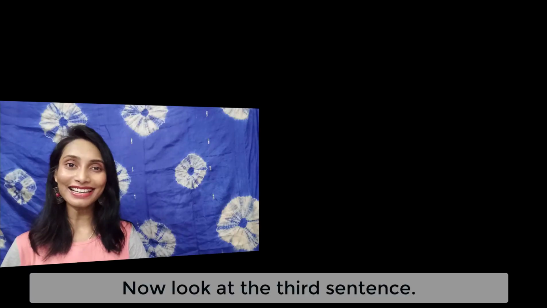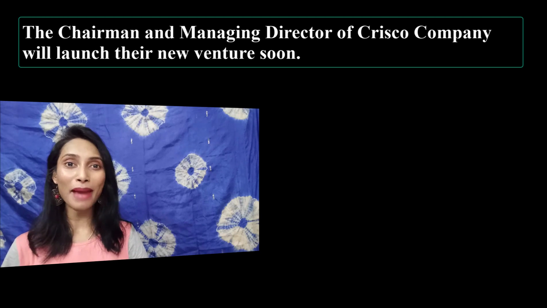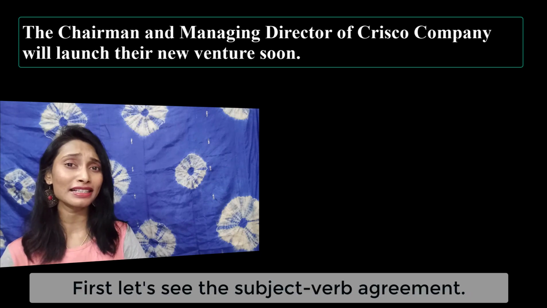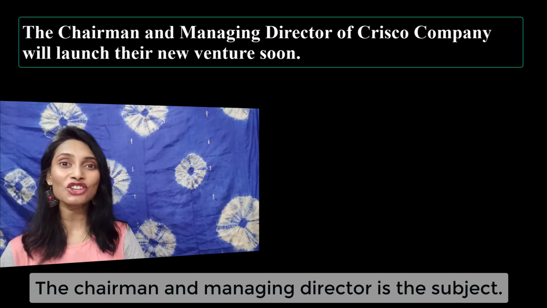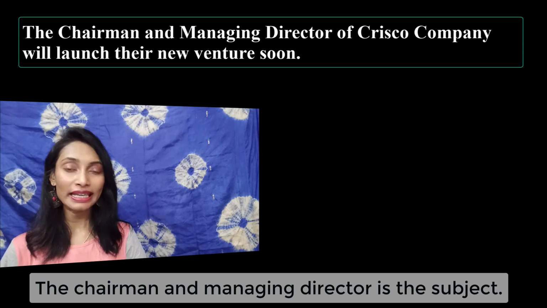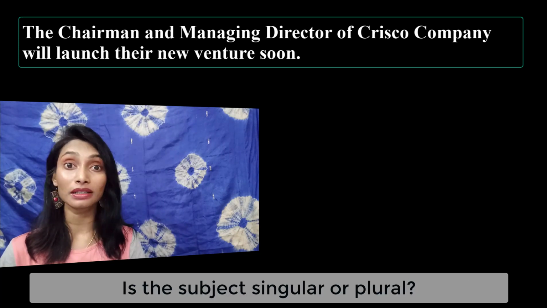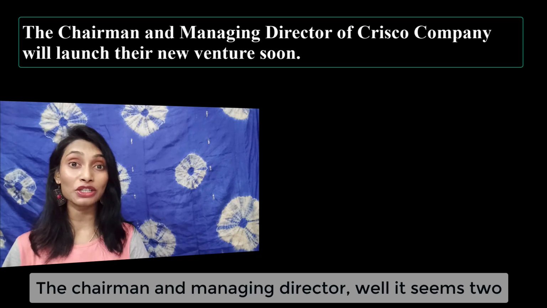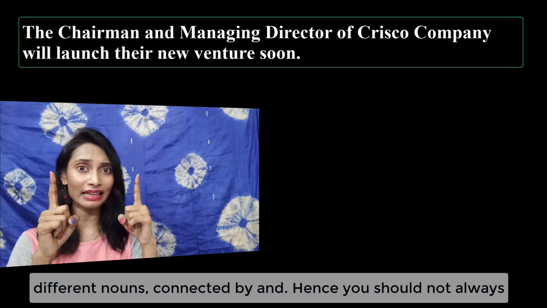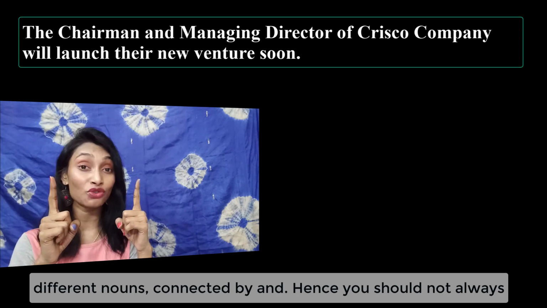Now look at the third sentence. The chairman and managing director of Crisco Company will launch their new venture soon. Now, again, the pronoun, is it correct or not? First, let us see subject-verb agreement. The chairman and managing director is the subject. Is the subject singular or plural? The chairman and managing director. Well, it seems two different nouns connected by and. Hence, you should not always treat it as plural.